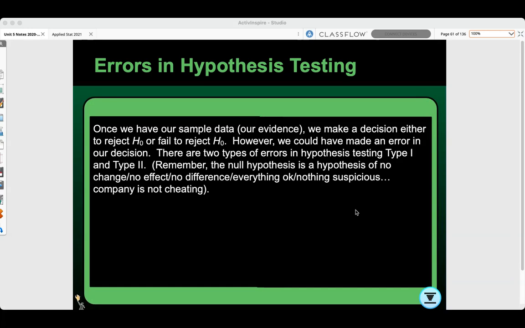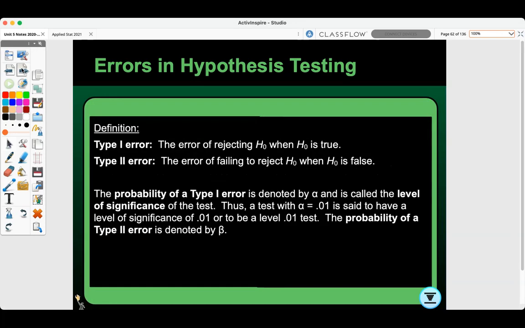Remember, the null hypothesis is a hypothesis of no change, no effect, no difference. Everything is okay. Nothing suspicious. An example that we've used a lot is the company is not cheating. So let's talk about type 1 and type 2 error.